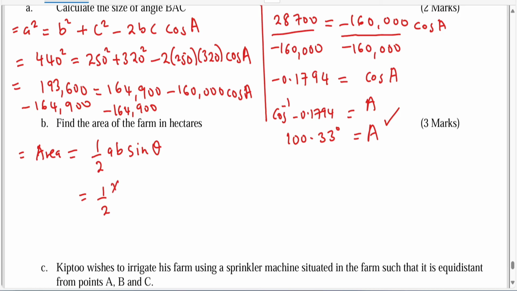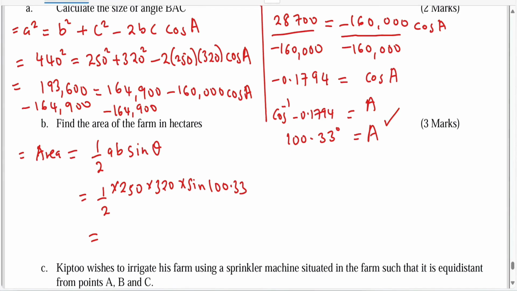So your AB is 250 times 320 times sin theta, and your theta ni pale ni 100.33. So a half times 250, just take a calculator with you. A half times 250 times 320 times sin 100.33. So basically it gives us around 39,351.65 square meters. So hii swali nzima ni square meters.